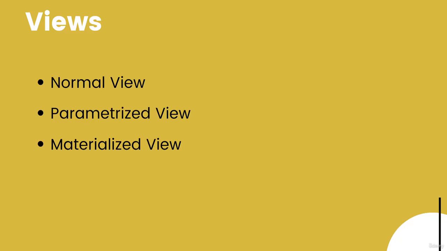In regular views, the data is not stored anywhere, but in the case of a materialized view, the data is stored on the disk. In parameterized views, the view is defined based on parameters, which are not resolved immediately at the time of view creation. Let us look at these in detail in this video.